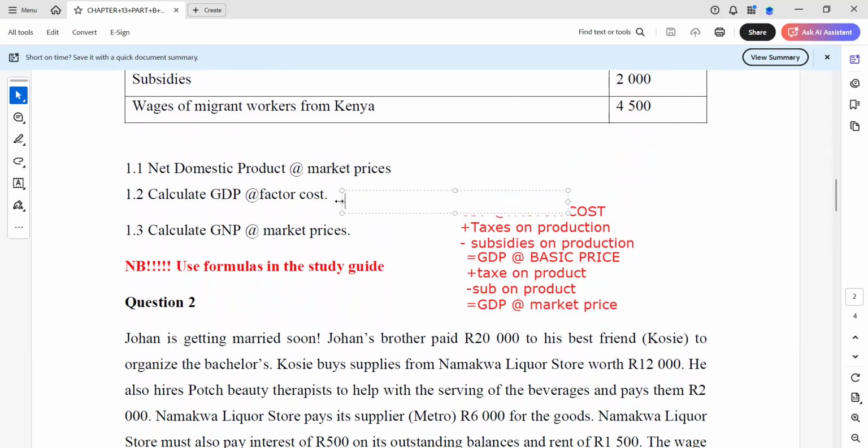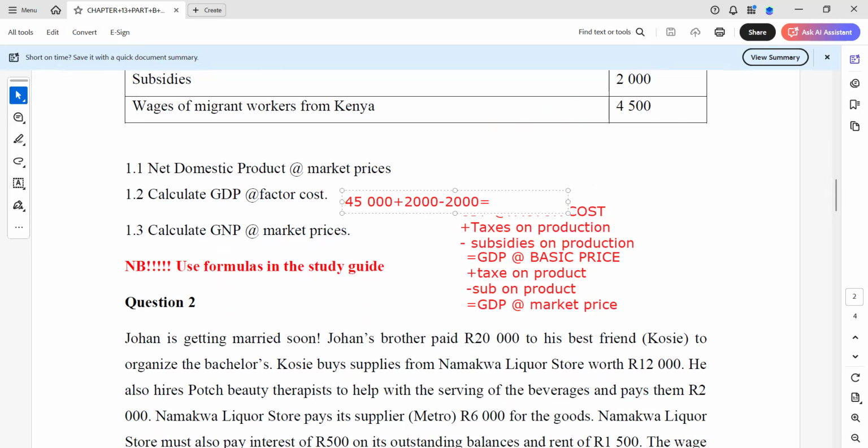So we're going to take the amount for GDP at market price, which is what? 45,000. So we're going to say 45,000, minus 2000, for what? Okay, let me just start with the plus. Let me just say plus 2000 for the subsidies because they were subtracted when we were going down. So we're going to add them now. Then we're going to subtract 2000 for the tax. Then what do we get?